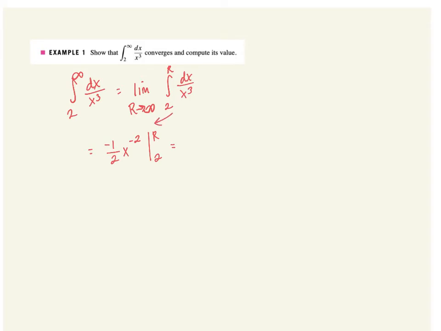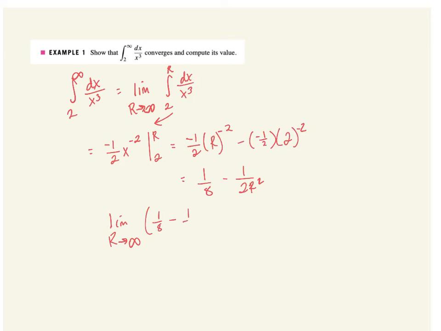The integral is equal to this, which is then equal to negative 1/2 r to the negative second minus negative 1/2 2 to the negative second. Simplified is 1/8 minus 1 over 2r squared. So that's the integral portion. Now we take the limit as r approaches infinity. So the 1 over 2r squared portion would go to 0, and overall the limit converges to 1 over 8.